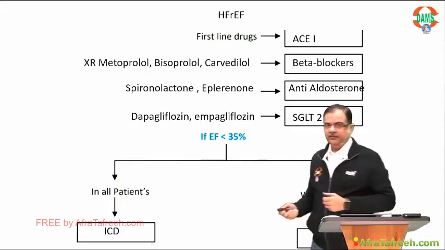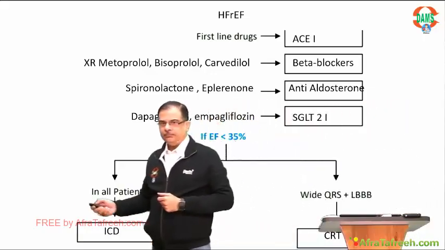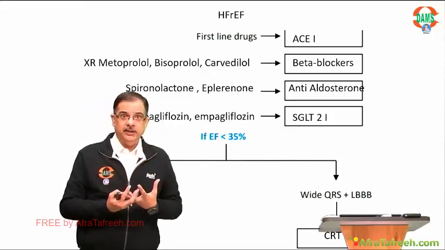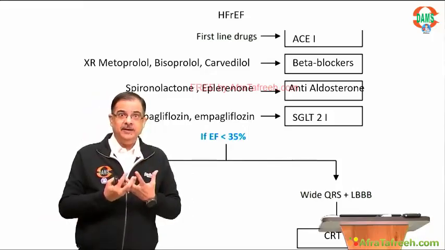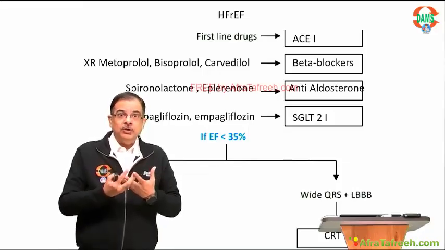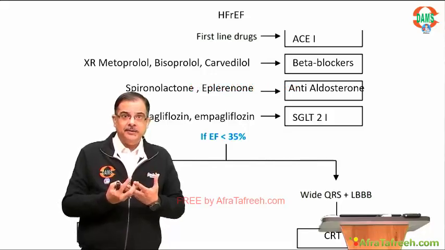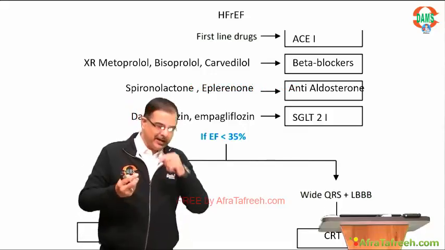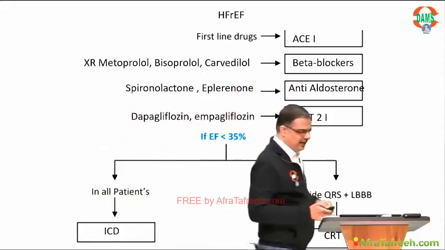So if the patient has wide QRS, that is, left bundle branch block is there, the left ventricle will be depolarizing late. So go for CRT, cardiac resynchronization therapy. Cardiac resynchronization therapy will be given.